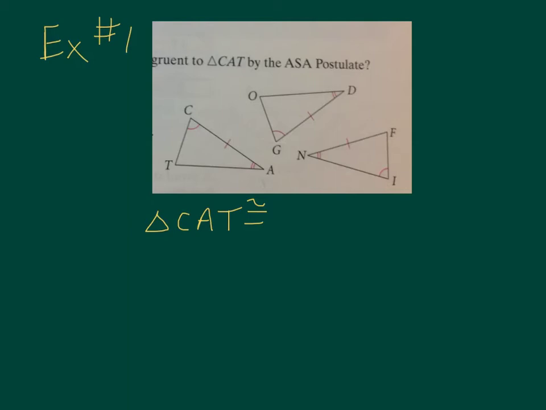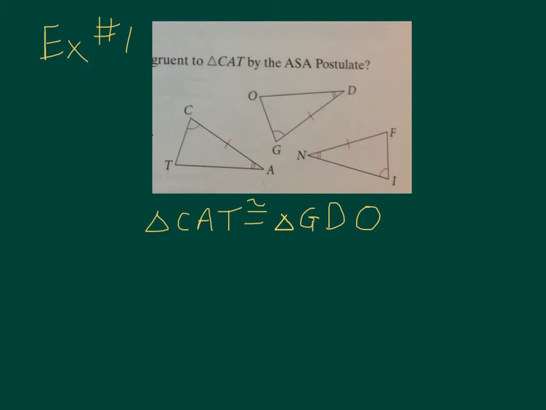However, if we call the triangle on the left triangle CAT, you cannot call the triangle in the middle triangle DOG. You have to say what angle corresponds to C, which is G, which one corresponds to A, which is angle D, and which one corresponds to T, which is O. So if we call the triangle on the left triangle CAT, you must name the one in the middle triangle GDO.